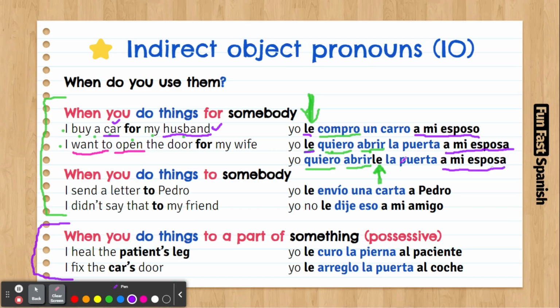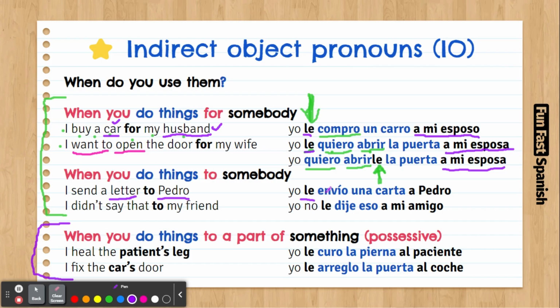Good. When you do things to somebody: I send a letter to Pedro. So I send something to him, right? So what is sent? The letter is sent. But who is the favored one here? Pedro is the person who is favored by this action. So what is sent? The letter. This is the direct object, because this is what is sent. And Pedro is the person that is the favored one.